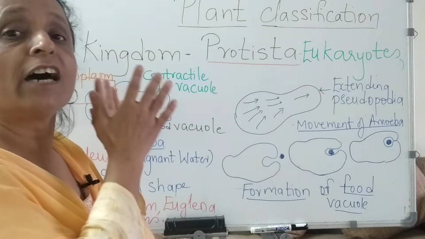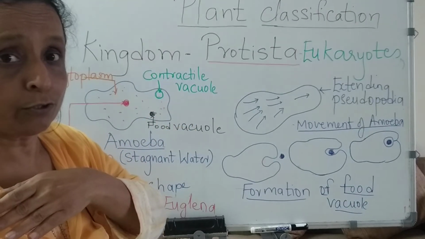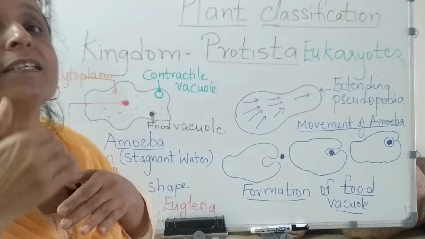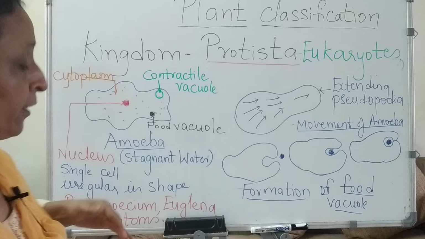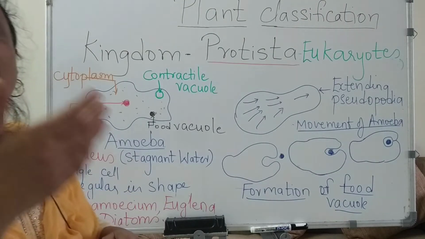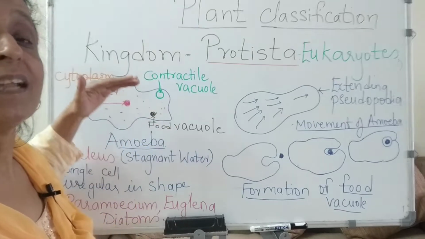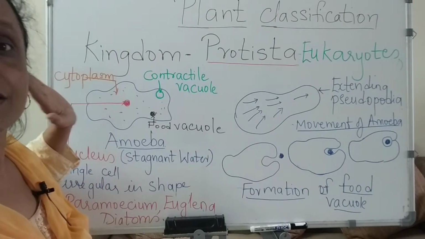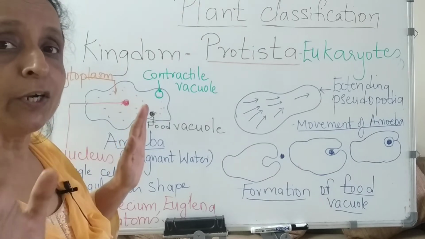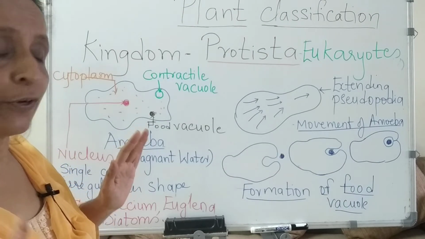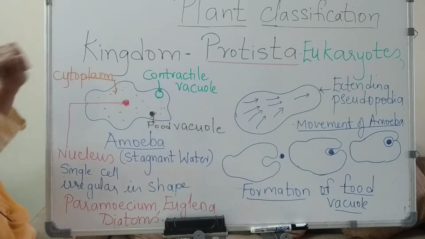Now, these are heterotrophs and they are also autotrophs. Some organisms in Protista can prepare their own food, like Euglena and diatoms, they can prepare their own food. Whereas amoeba, it is not autotroph. It is heterotroph. It cannot prepare its own food. It is found in ditches, stagnant water.